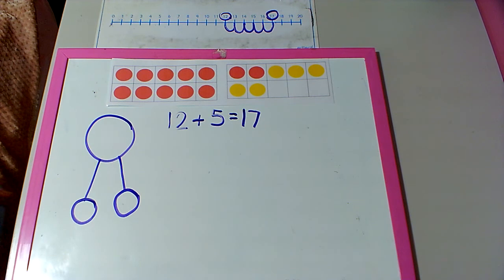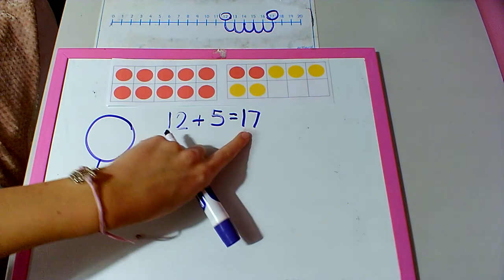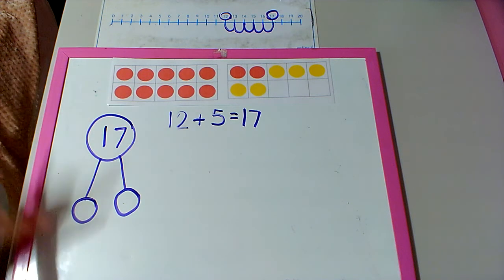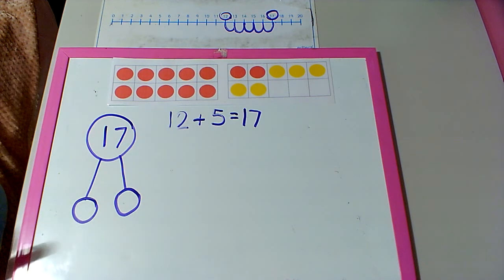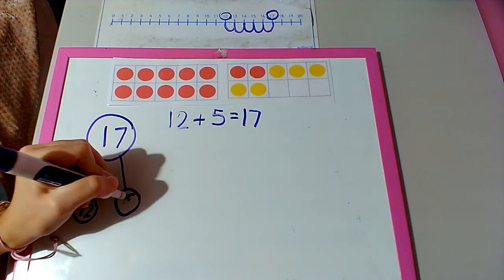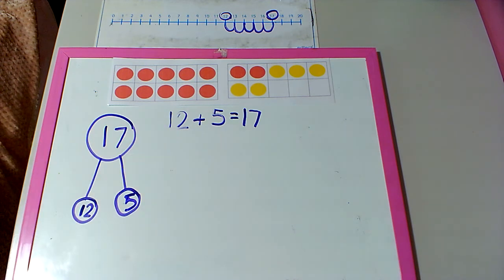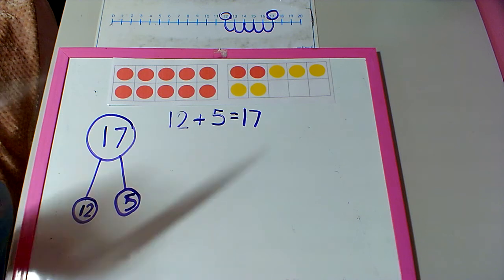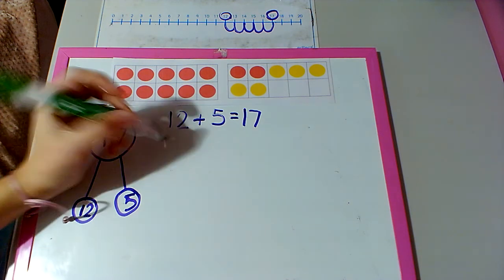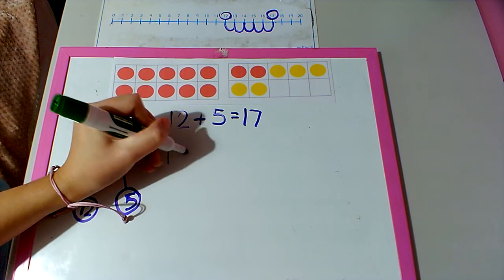So remember, our whole is our biggest number, and our biggest number in this number sentence is 17. Our two parts are the red and yellow counters. So we have 12 red and 5 yellow counters. We've done our addition sentence, but let's have a go at a subtraction sentence. Remember, with our subtraction sentences, we always start with our big number first, our whole, and our whole is 17.